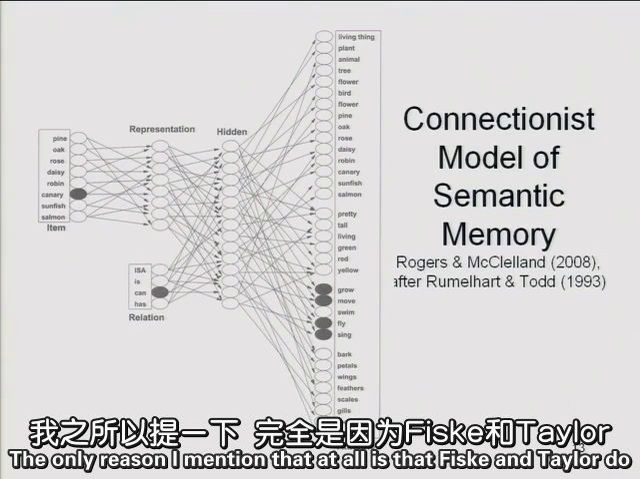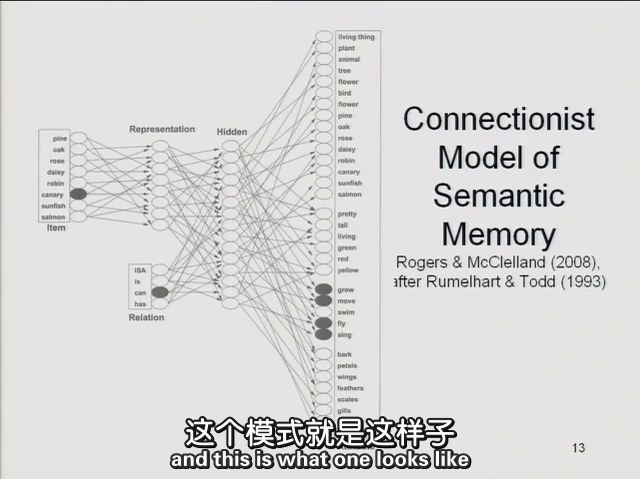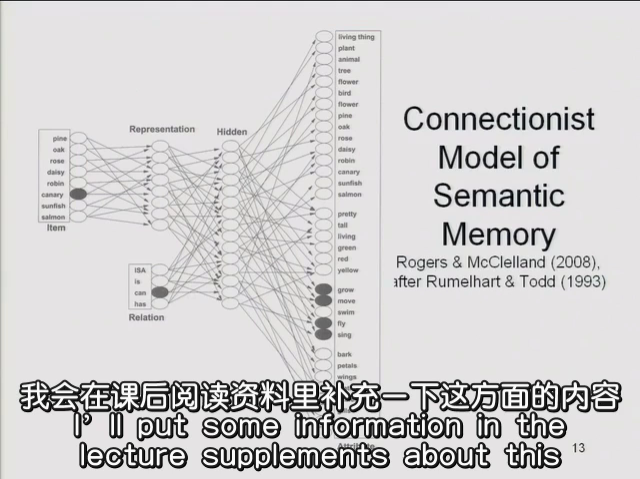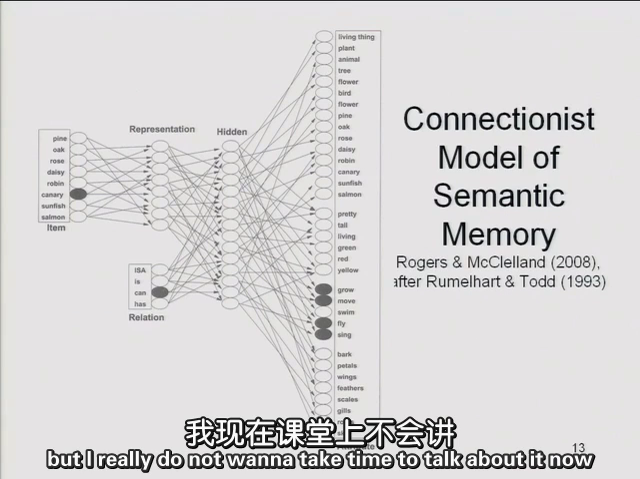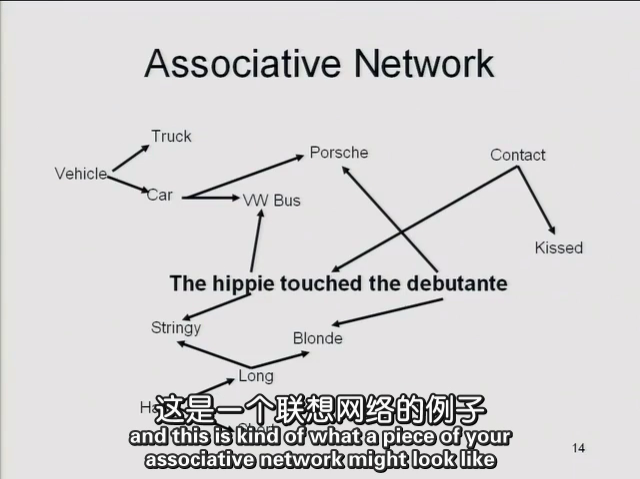The only reason I mention it at all is that Fiske and Taylor do. They talk about the proceduralist or connectionist models of social memory, and this is what one looks like. I'll put some information up in the lecture supplements about this, but I really do not want to take time to talk about it now. We're going to stick with our tried and true associative networks, and this is kind of what a piece of your associative network might look like.